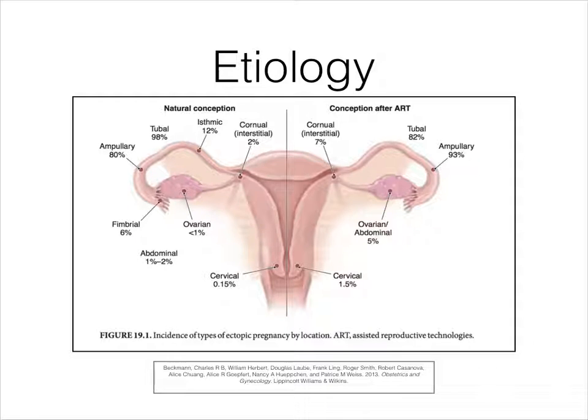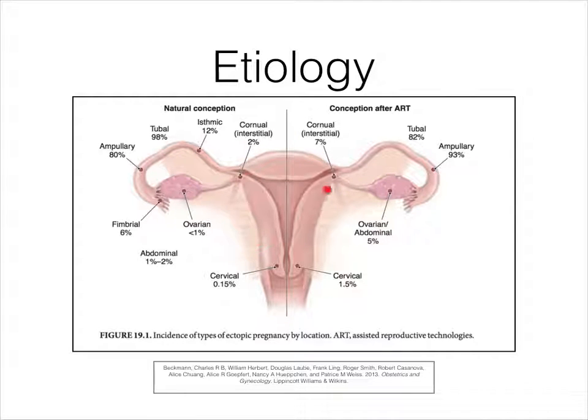But what happens if the tube is scarred from previous endometriosis or infection? As you can see from the diagram, an ectopic pregnancy can occur in multiple places. It can be cervical, ovarian, abdominal. It can occur in multiple segments of the tube, namely the fimbria, ampullary, or the isthmic portion, or even in the cornual portion. But the most common is the ampullary area. So 98% of ectopic pregnancies occur in the tube, hence the name tubal pregnancy.